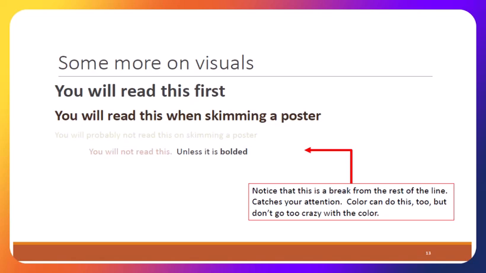Some more on visual information. Looking at the size of stuff, you'll read those large letters first, and you'll read some of the next font size down when skimming a poster. But if someone's just skimming, they'll probably not read something that's much smaller, something that's not in a darker color. It's a lot harder to read those.